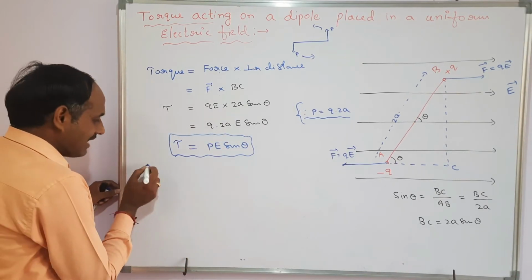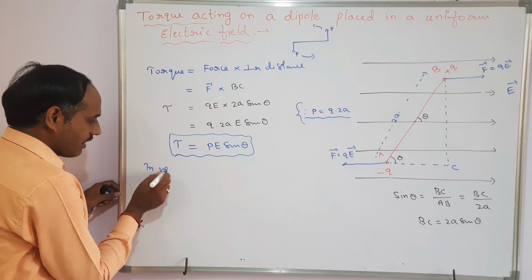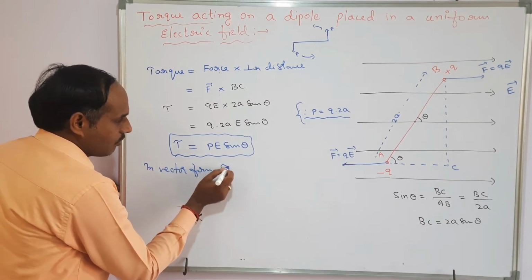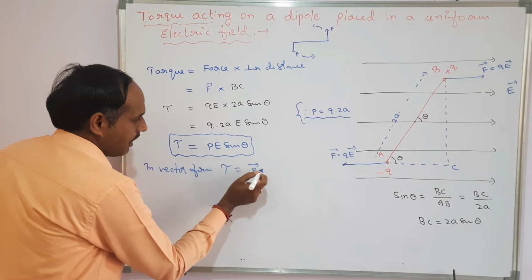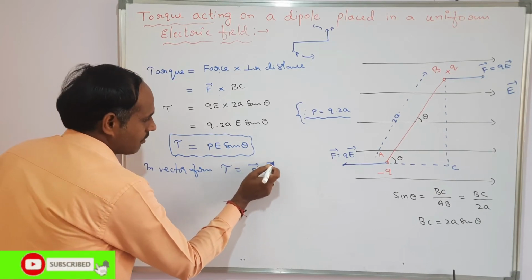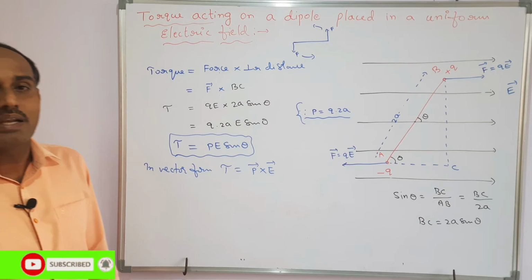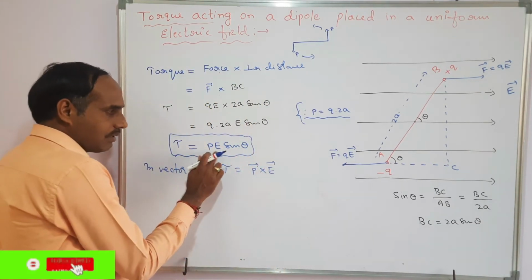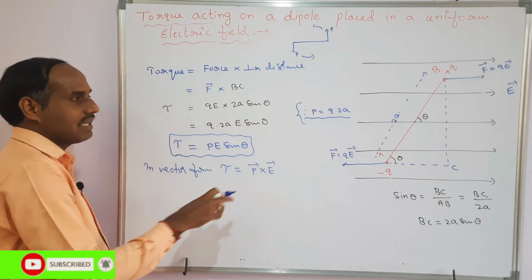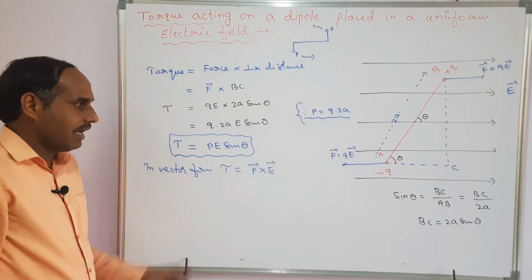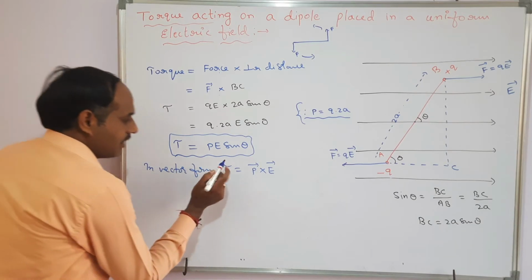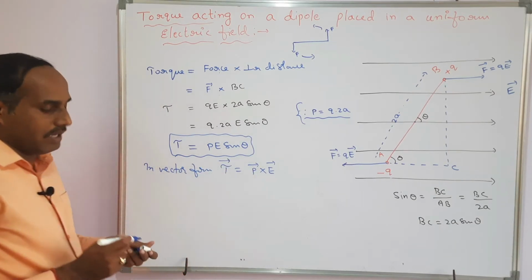As torque is a vector, in vector form we write tau bar is equal to p bar cross E bar. Why? Because from the cross product of two vectors, A bar cross B bar is equal to AB sine theta. As we have p E sine theta, where p is the dipole moment, a vector quantity, and E is the electric field, also a vector quantity, we can write tau bar is equal to p bar cross E bar.